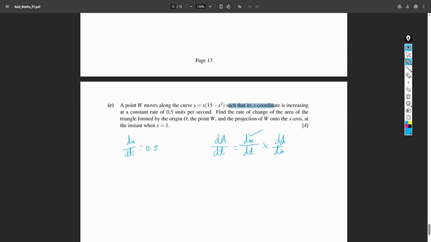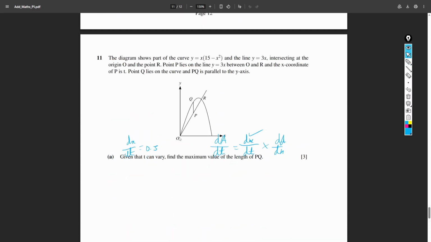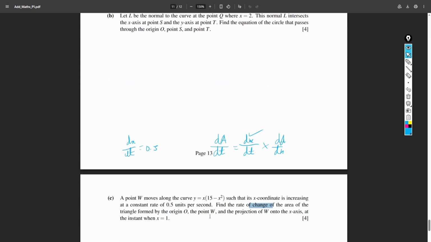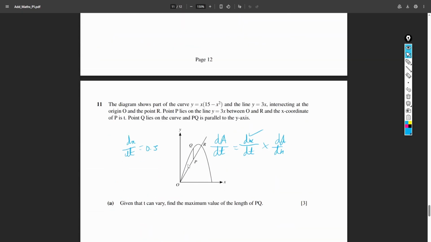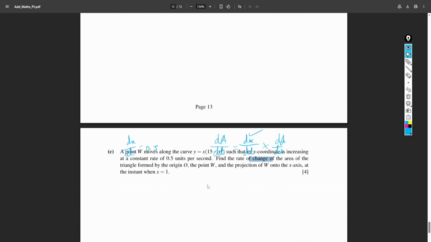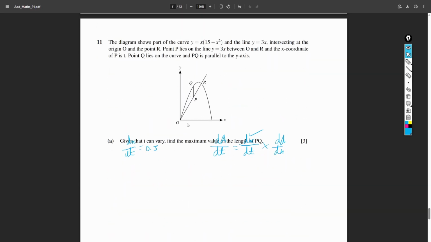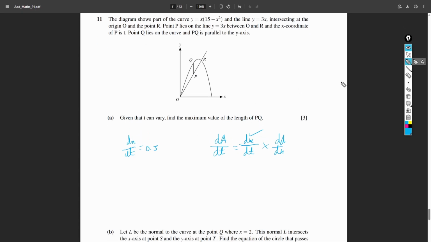So let us first understand the area. The area is formed with the origin O, so simply the origin O is one of the points of the triangle. Another is the point W, the point that changes every second, right? And its projection onto the x-axis. If we project it, we simply get the x value, so it's just a wordy way of saying the x value. We can imagine the triangle to be like this at the beginning, and then it becomes like this, and at one point it becomes like this. Every time the projection is simply the x, and this point will be W.